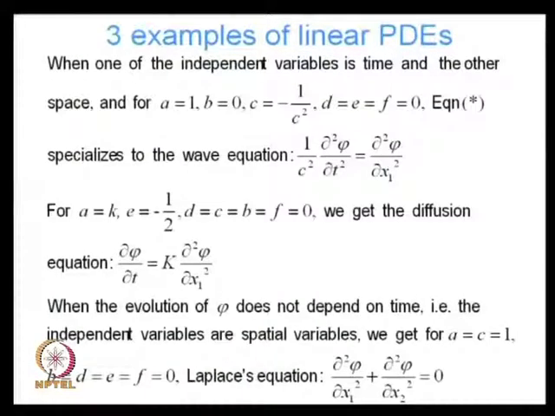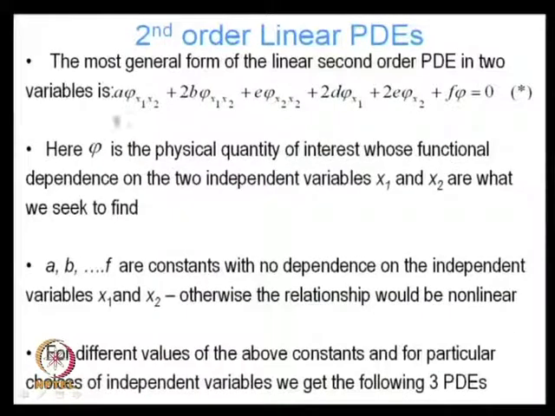Well, when one of the independent variables is time and the other is space, remember that we are now considering only 2 independent variables. There is no restriction on that. We can consider second order partial differential equations in more than 2 independent variables, but for the timing, let us consider 2 independent variables, one of them space and the other time. Then these constants A, B, C, D, E and F, this should be C, again this is a typo.